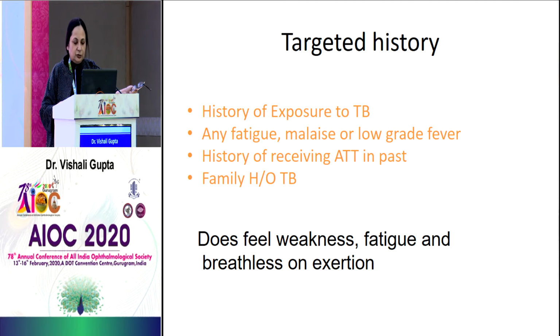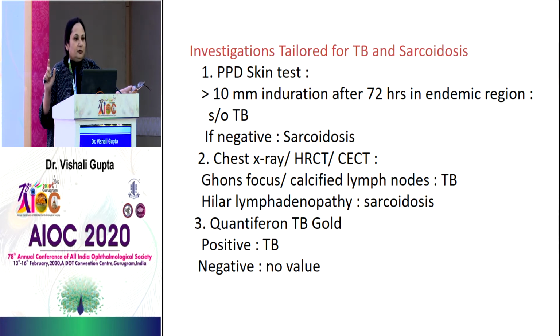So what will we do here? We will order a very simple basic PPD skin test or the Montoux test, and you have a plan. You have a plan that if the Montoux test comes positive, I could think of tuberculosis. If it comes totally negative in a population like ours, which is exposed to BCG, it could be very strongly suggestive of sarcoidosis. Okay, so either way it is important. So I'm ordering the Montoux.